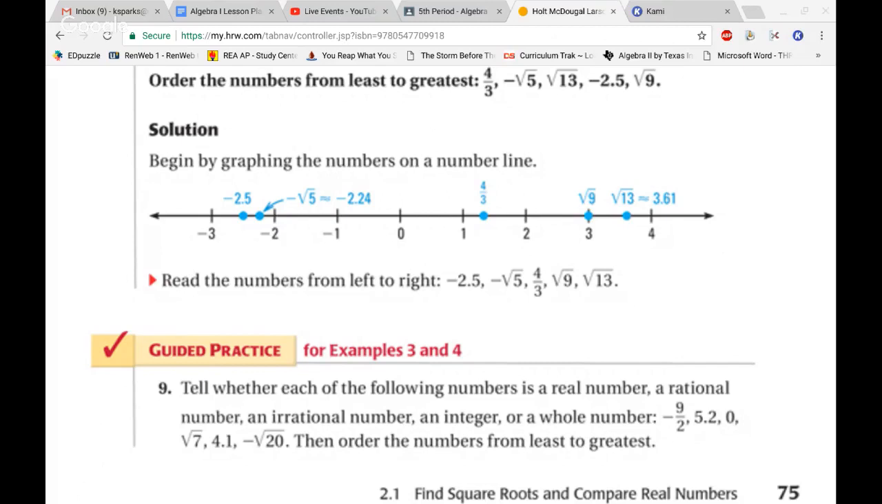So to find the value of -9/2, you take -9 divided by 2, and that should give you -4.5. So write that down. I'm going to put these in the chat window since I'm not writing anything on the screen. Then we've got 5.2. We don't really have to do anything to that. And then we've got 0. We don't have to do anything to that either.